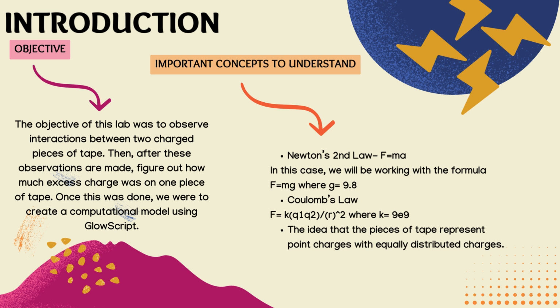So here are some concepts to understand: Newton's second law. In this case, we're going to be using F equals mg, where g is 9.8. We're going to be using Coulomb's law, and we have to keep in mind that the pieces of tape represent point charges with equally distributed charges.